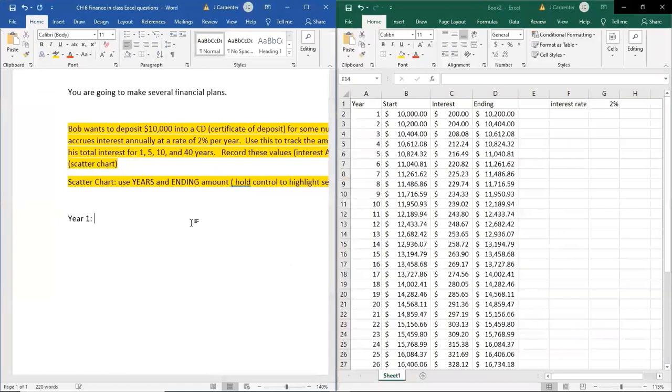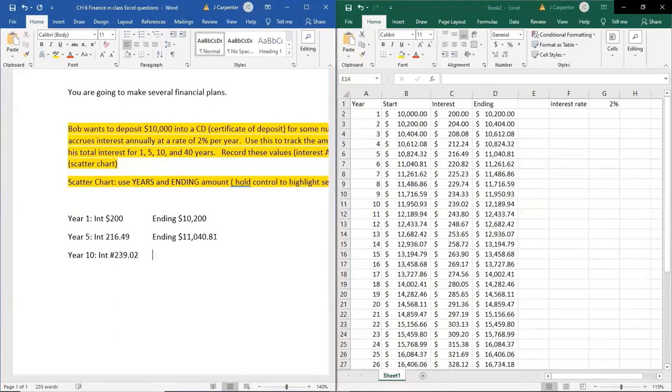All right, so year 1, the interest was 200, and the ending balance is 10,200. Year 5, the interest was 216.49, and the ending balance, just tab this so it looks a little cleaner, was $11,040.81. For year 10, the interest was 239.02.